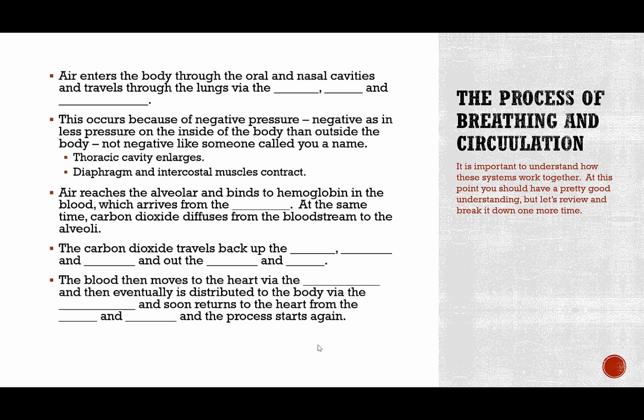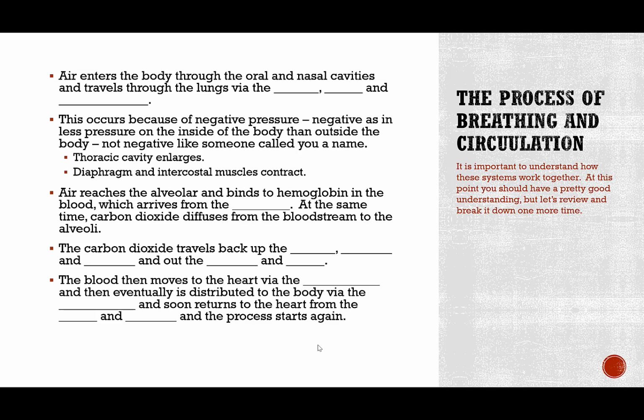So what happens when we create this negative pressure is the thoracic cavity enlarges, and the diaphragm and the intercostal muscles, which are the muscles between the ribs, contract. If you breathe in right now through your nose or your mouth, while I'm talking to you, you're creating negative pressure, your thoracic cavity enlarges, the diaphragm contracts, and the intercostal muscles along the thoracic cavity between the ribs contract as well.